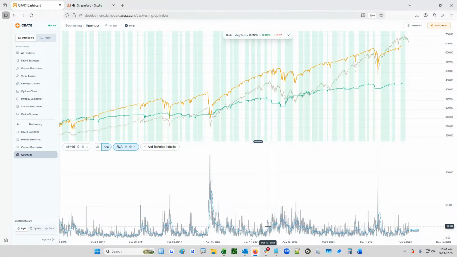So again, this is ORATS HV 1 day. That's a 1 day move, so it's going to be exaggerated. But we should also talk about why this data is important. It's very difficult to get a 1 day historical volatility. You can't do it with close to close. There aren't many historical volatility calculations that can.